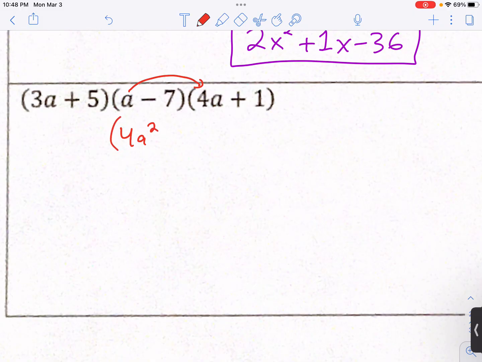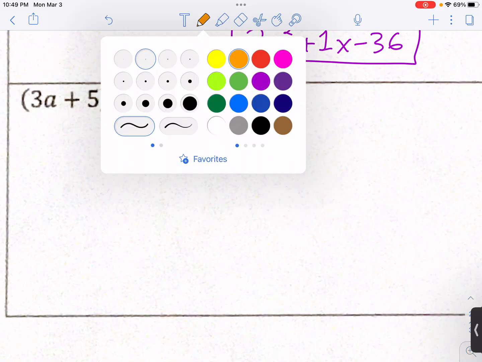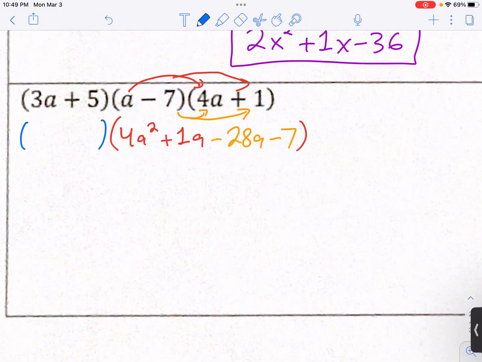4a squared. And again, I'm going to keep it in parentheses because we're still going to have to worry about this guy. So for right now, we're going to ignore it. 4a squared plus 1a minus 28a minus 7. Okay, and then I'm just going to drop this guy down.